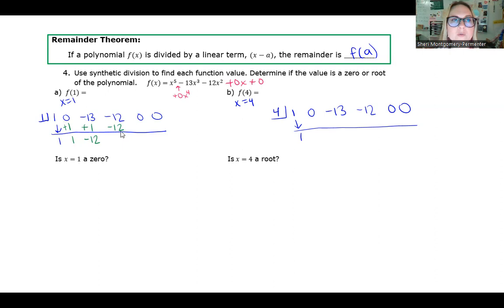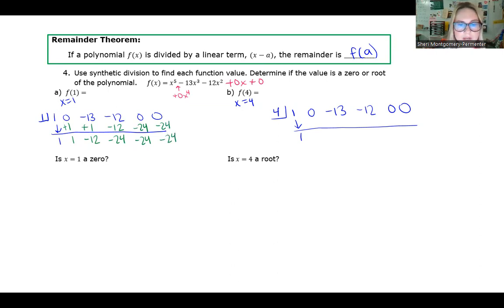Negative 12 minus 12, what's that? Very good. Then I have 1 times 24, negative 24. So this is negative 24. 0 minus 24 is negative 24. Negative 24 times 1 is negative 24. 0 minus 24 is negative 24.